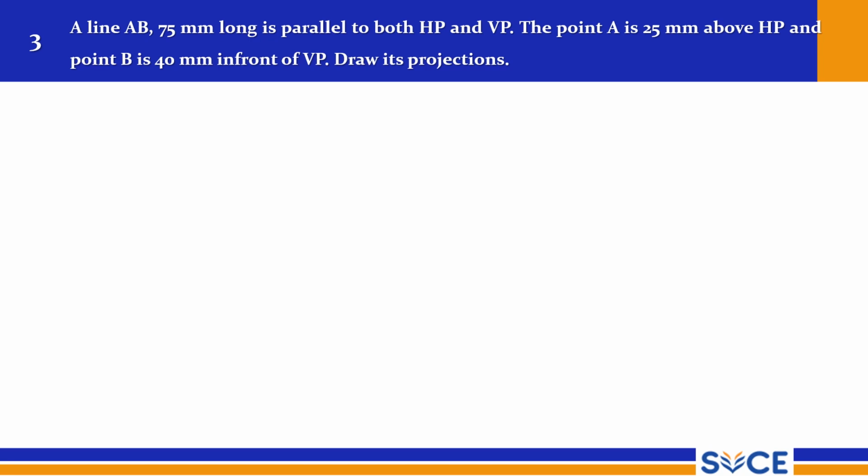So to solve these problems: a line AB 75 mm long is parallel to both HP and VP. The position of point A is given here. Point A is 25 mm above HP, and point B is 40 mm in front of VP. Since the line is parallel to both HP and VP, when point A is 25 mm above HP, it means point B is also 25 mm above HP. Similarly, when point B is 40 mm in front of VP, it means point A is also 40 mm in front of VP.